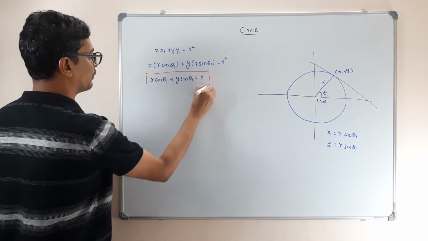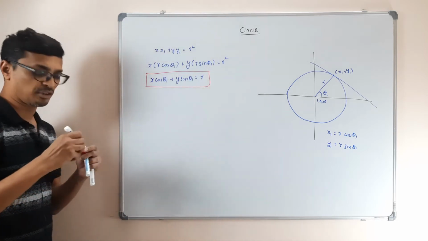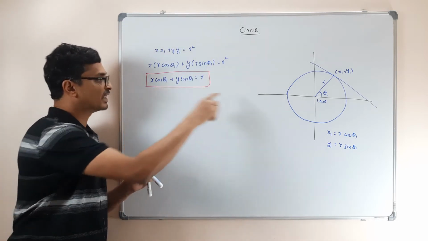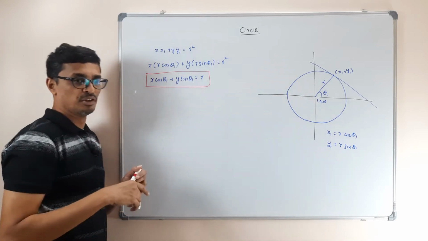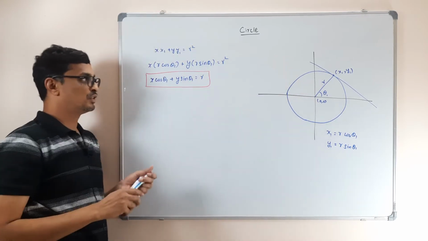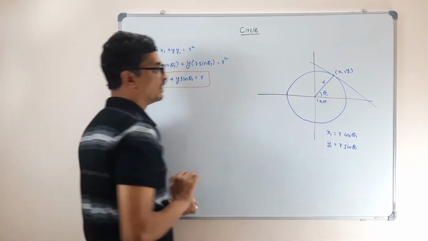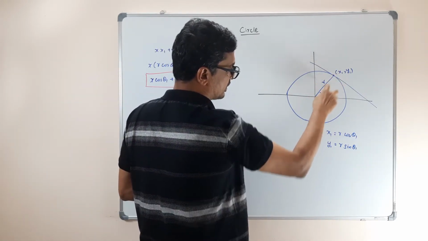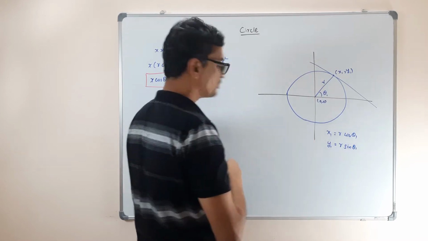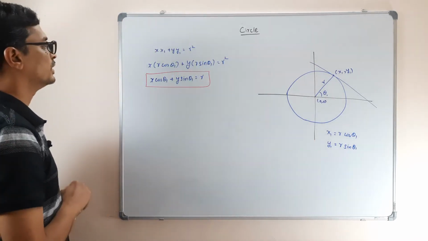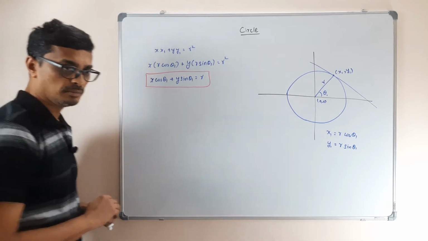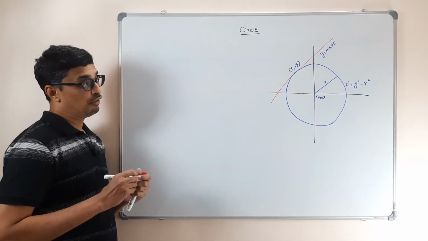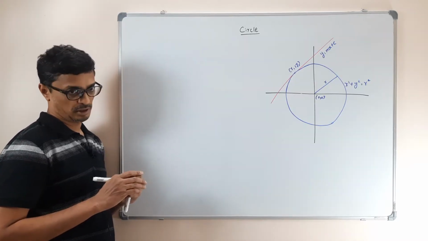When the circle is given in the parametric form, then what will be the tangent through a point, which is r theta 1? This is the equation of the tangent. Cool? Okay, now we will ask a question.